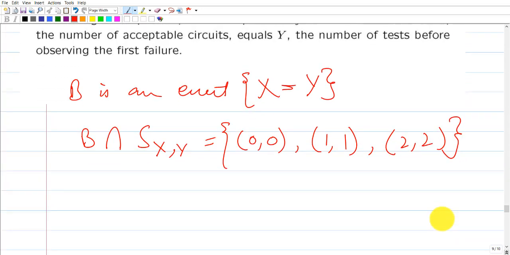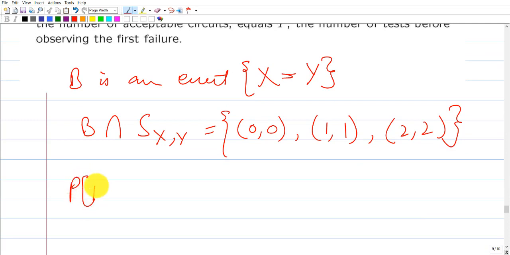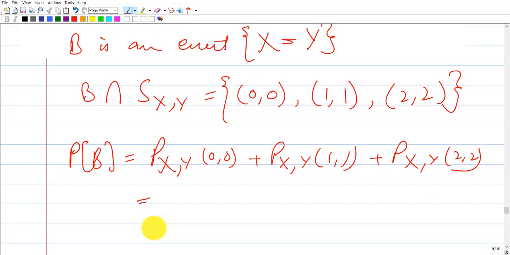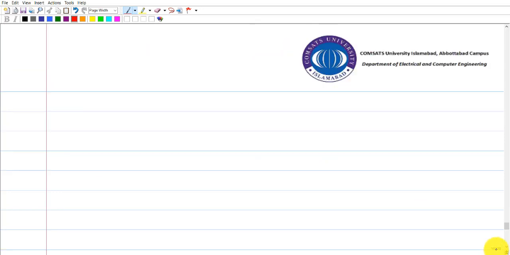So therefore, probability of B will be simply P x, y, 0, 0, plus P x, y, 1, 1, plus probability of P x, y, 2, 2. So from the previous example, these values will be 0.01 plus 0.09 plus 0.81, so that will be 0.91.